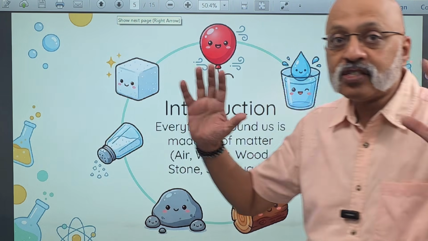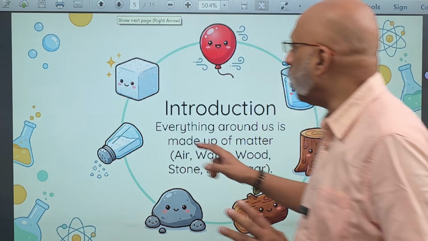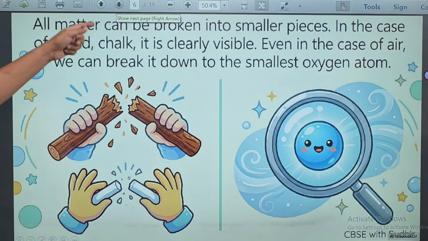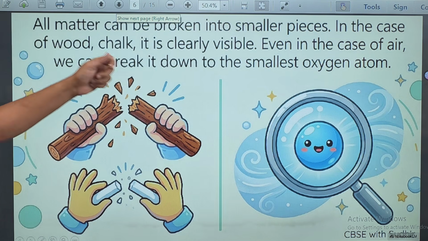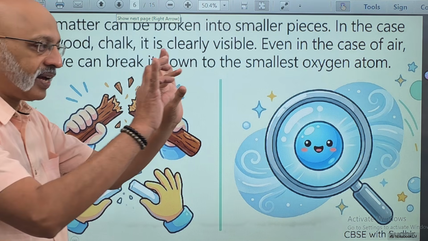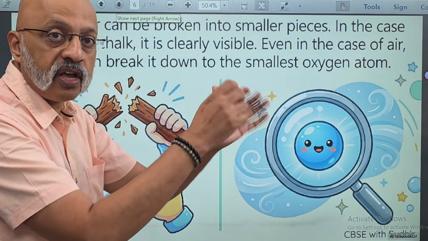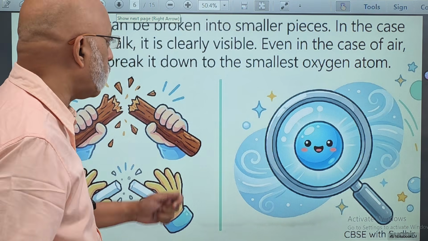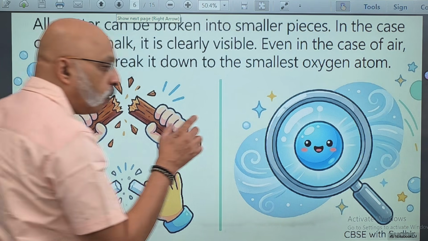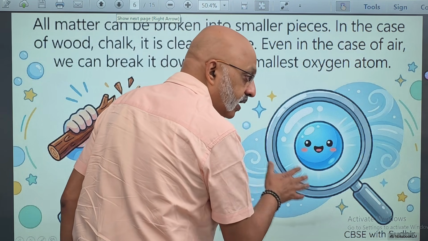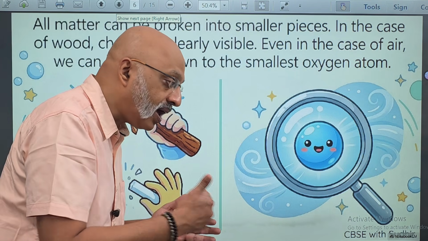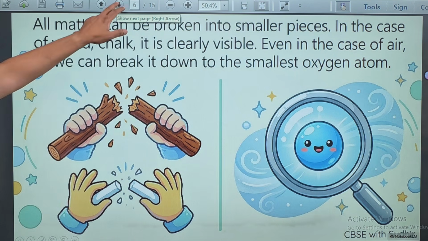So please understand, we are surrounded by matter all around us. All matter can be broken down. All matter can be broken into smaller pieces. In the case of wood, chalk pieces, you take a chalk piece, you can break it into 2, 3, 4 pieces depending on the length of the chalk. It can be broken. In the case of air, we can break it down into the smallest oxygen atom, right? So that's all possible. All kinds of matter can actually be broken down into smaller pieces.